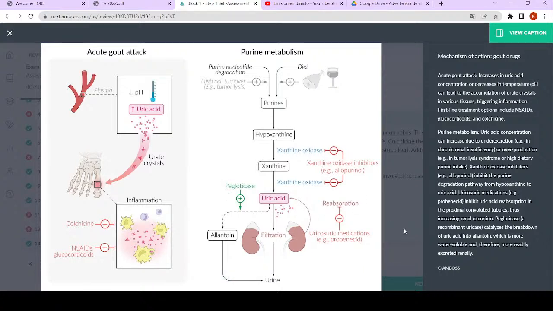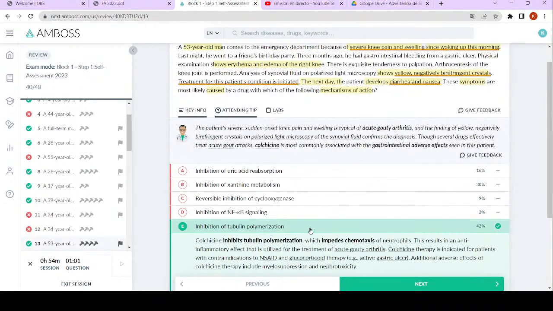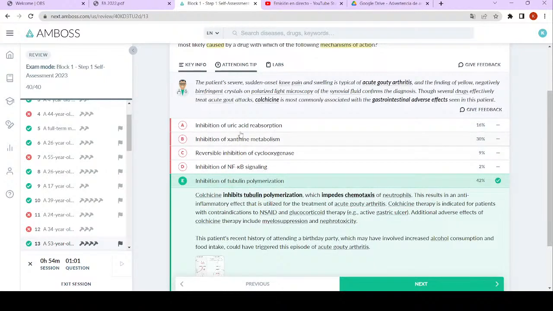And for the acute, you use colchicine, which mechanism of action: it binds and stabilizes tubulin to inhibit microtubule polymerization. This impairs neutrophil chemotaxis and degranulation. And the adverse effects could be myelosuppression and nephrotoxicity. Okay, so this is the answer. Actually, it was pretty obvious.